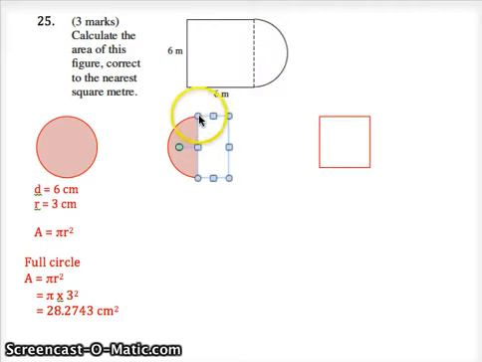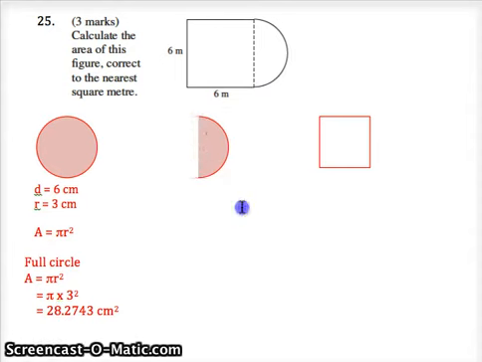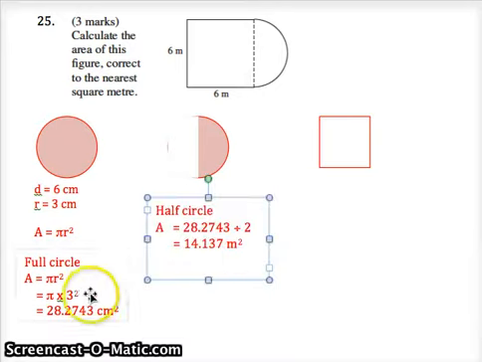Now, we don't need the full circle, we need half a circle. I know I've drawn this one the wrong way around, but if I just cover up the other side, then that's the same as that side there. So I just want the area of this half circle. So all we do, our area from here for the full circle, we just go divide by 2, and that's the area of our half circle.